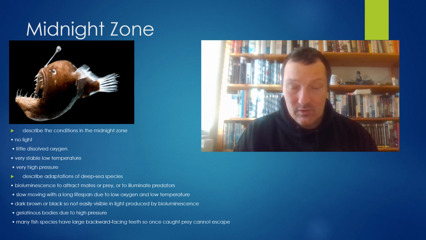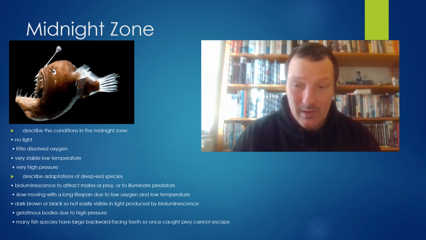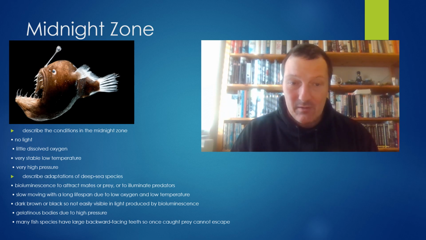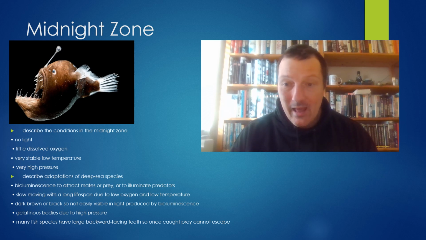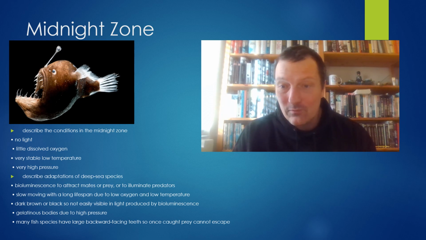This can be used for attracting mates or attracting prey, or also as a form of defense sometimes, to be able to illuminate the predators. So we see many animals, for example the anglerfish, who is able to make its own light down here. Animals down here also tend to be slow moving, both because we have way less oxygen, but also because you have to conserve energy. There is not enough oxygen or food for running around like a tuna close up to the surface.